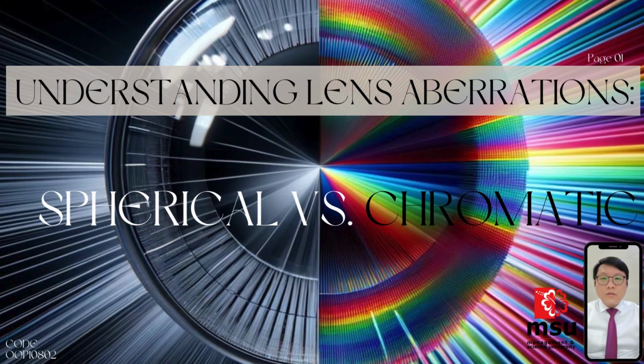In this presentation, we will explore two common types of lens aberration, spherical and chromatic. We will discuss their characteristics, how they affect image quality, and methods to minimize them. By understanding these aberrations, we can achieve sharper and more accurate images in optical systems.